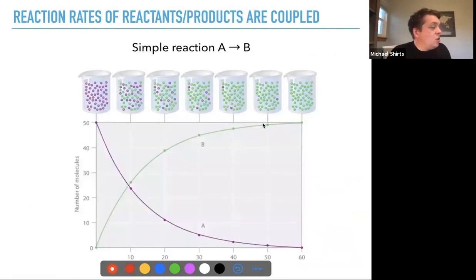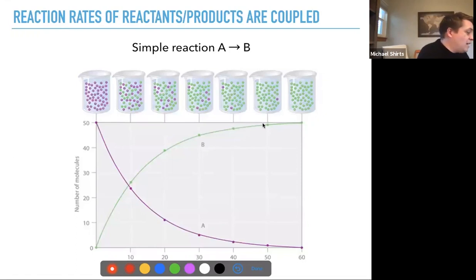Okay, so let's look at a simple reaction. And now let's sort of graph how the reaction behaves over time. So we start out with all A, that's purple. At the beginning, of course, there's no B, and over time, we see that the amount of A decreases and the amount of B increases. And of course, these are very related. If you look at how these curves essentially mirror each other, because for some of B to be created, some of A must be destroyed.